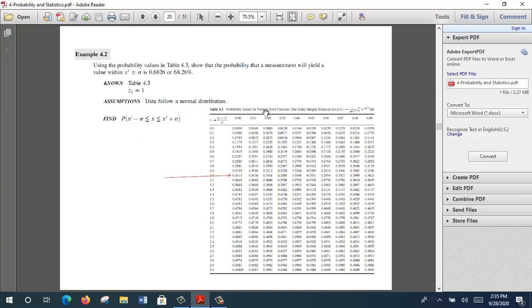So assume this is the normal distribution function question. Now find P of x prime minus sigma less than x less than x prime plus sigma, according to the question above. From that you just go direct when you refer to z1 equal to 1. You can read directly z1 here. z1 equal to 1 gives the probability of 0.3413 according to table 4.3, right?